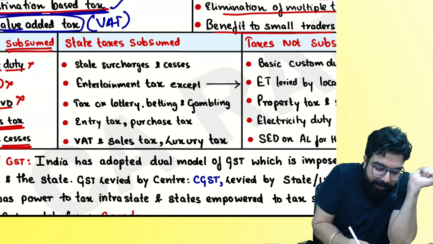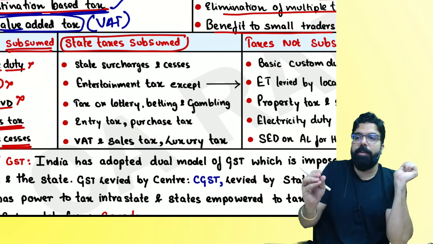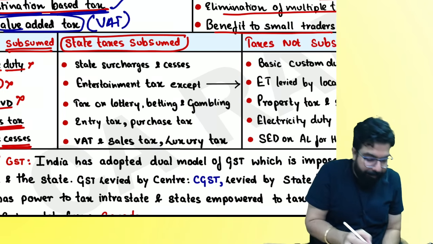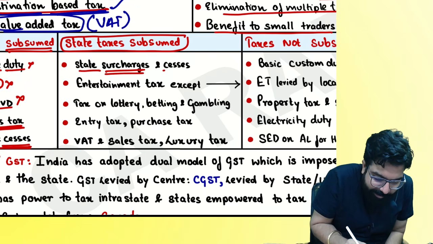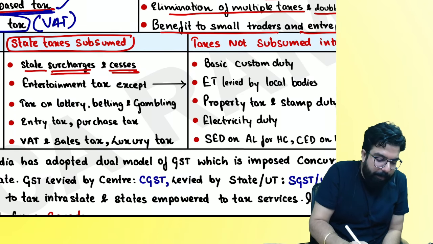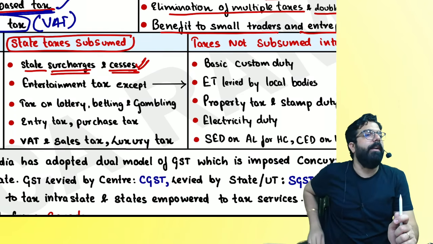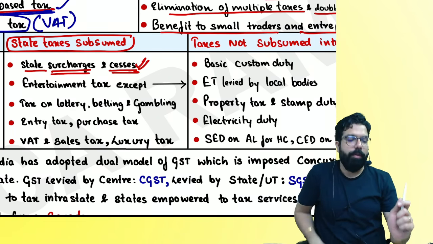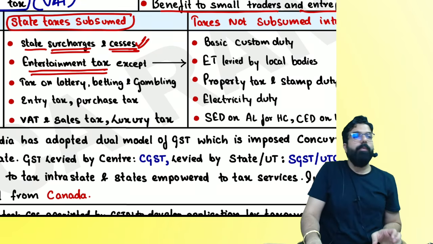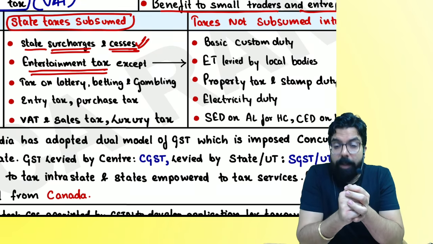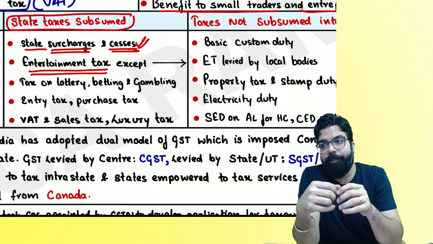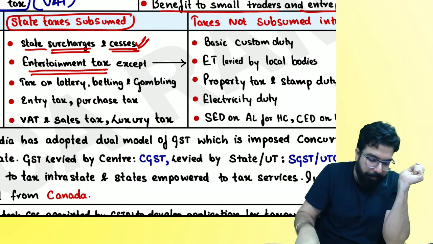Next. What are the state taxes which are gone because GST came? Number one, any state surcharge or cess if it was there. Like how central surcharge and cess is gone, if the state government was charging any surcharge or cess, that is also gone. Then, entertainment tax. When you used to go to watch a movie, what was charged, everyone? Entertainment tax. Now what is charged? GST. So entertainment tax is gone.